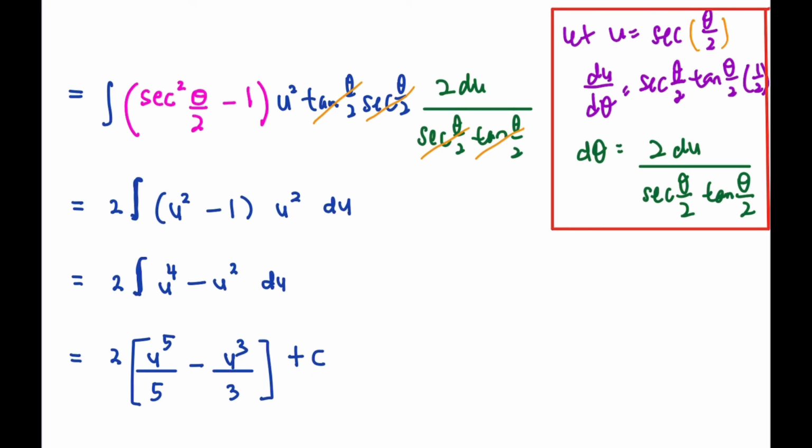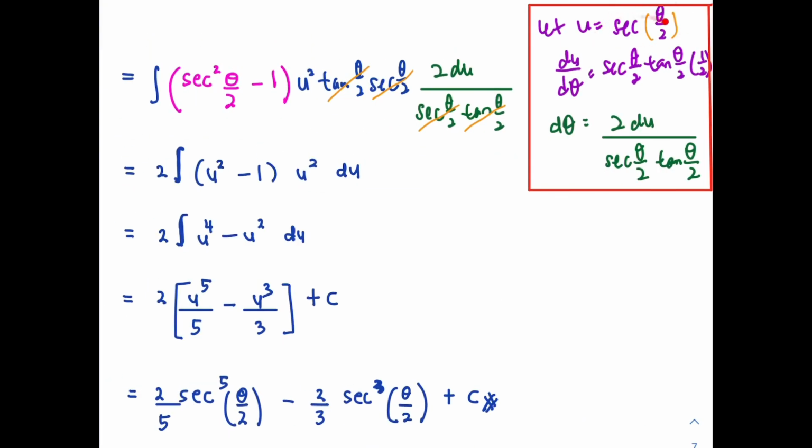Finally, let us back substitute our value of u, which is secant theta over 2, and expand this to the inside. So for the first function here, this is just 2 over 5 secant theta over 2 to the power of 5, minus 2 over 3 secant theta over 2 to the power of 3, plus c. So this is your final answer.